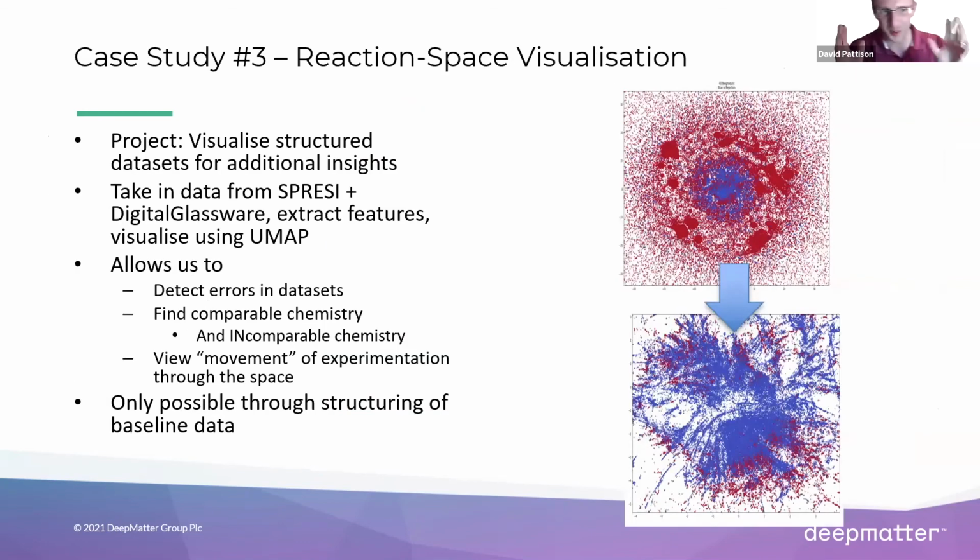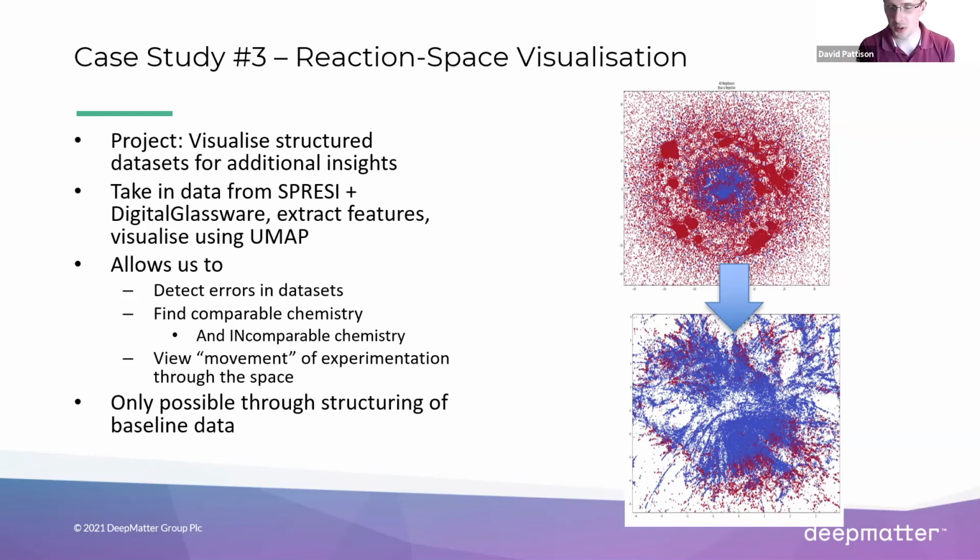I really like this picture. I just want to talk about it. Case study 3 is reaction space visualization. So we've got access to digitized recipes. At DeepMatter, we've also got access to Sprezi, which is the world's 3rd largest reaction database. And we've got access to it because it's ours, right?